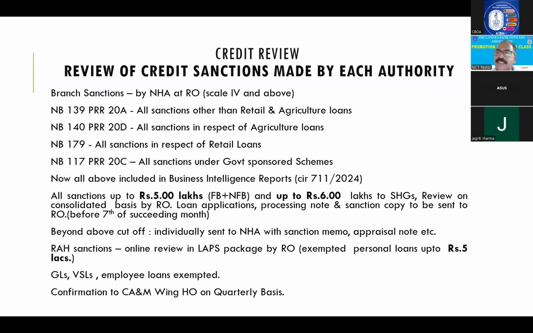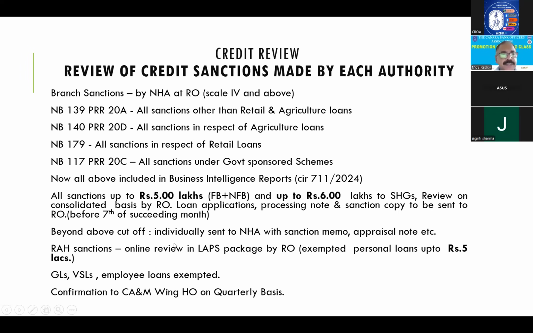So the intention of everything is to minimize the losses. To minimize the risk means to minimize the losses and ultimately to get profits. So if you are sanctioning loans, they should not become NPA. For that, you have to do good monitoring. What we are supposed to do for good monitoring is prescribed in our credit monitoring tools. Here, review of credit sanctions made by each authority will be reviewed by the next authority. This is the common guideline for that.